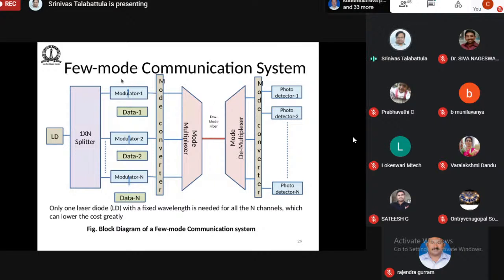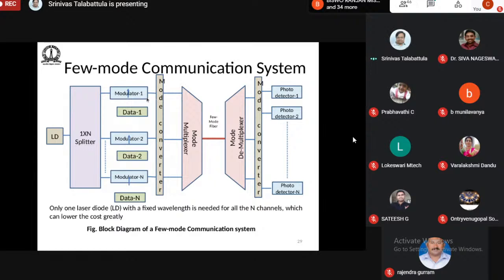But as you know, the traditional communication system uses a single mode. The fundamental mode is used. Of course, we want to optimize the laser power because the laser is a costly device. You want to use the same device and divide it across all the channels. Mode 1, this is channel 1 with modulator 1 and data 1. Channel 2 with modulator 2 and data 2. Channel N with this N mode system, modulator N and information N. So there are N inputs. A single laser diode can be used to split the power across all these channels.